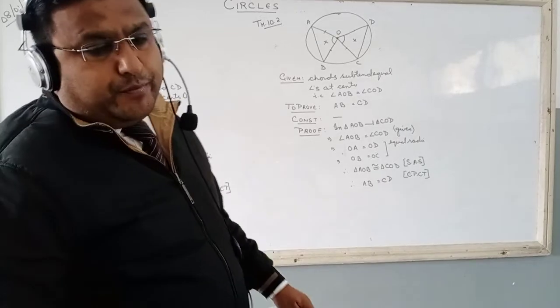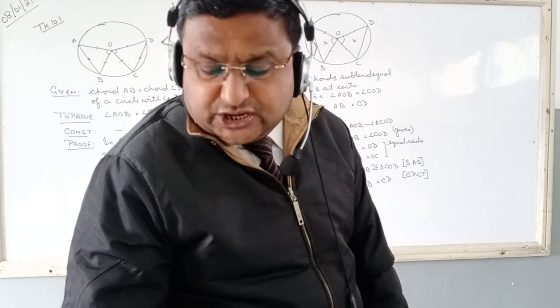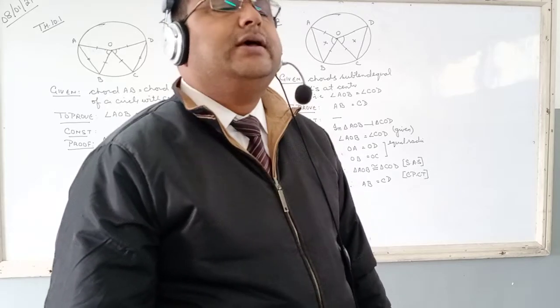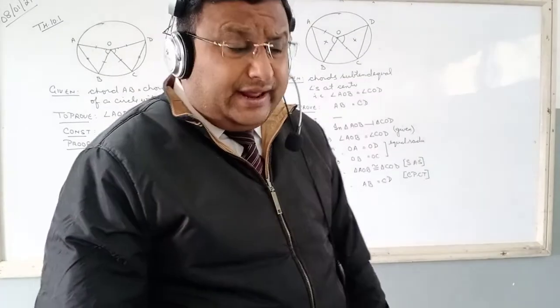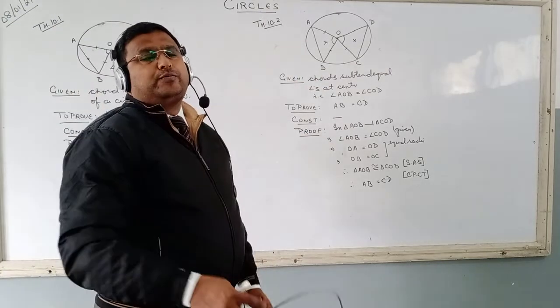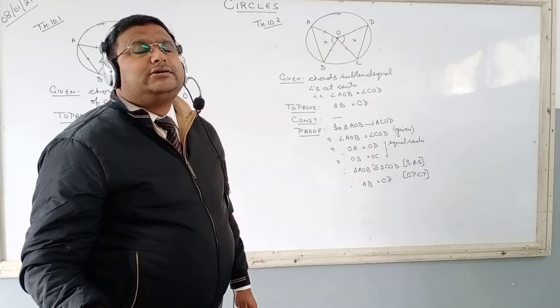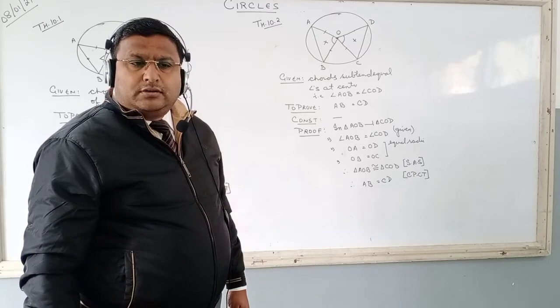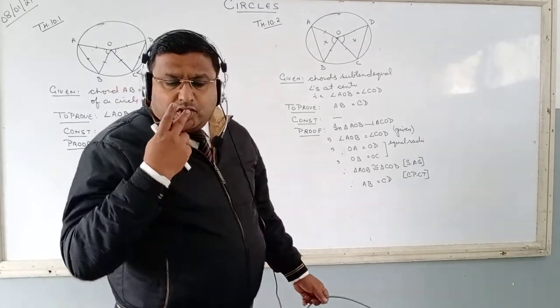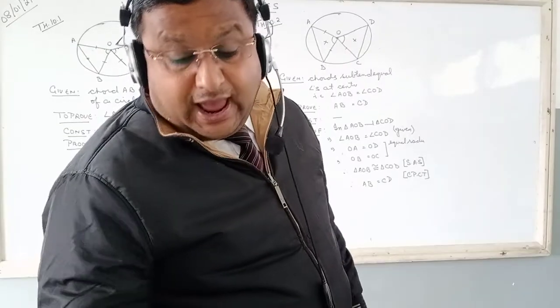Students, these are very important parts. Your exercise 10.2 depends on these two theorems. Here we have proved it in one circle. There, you are told to prove it in two congruent circles. Congruent circles means the radii are equal. Clear? Let us come to theorem 10.3 and 10.4.